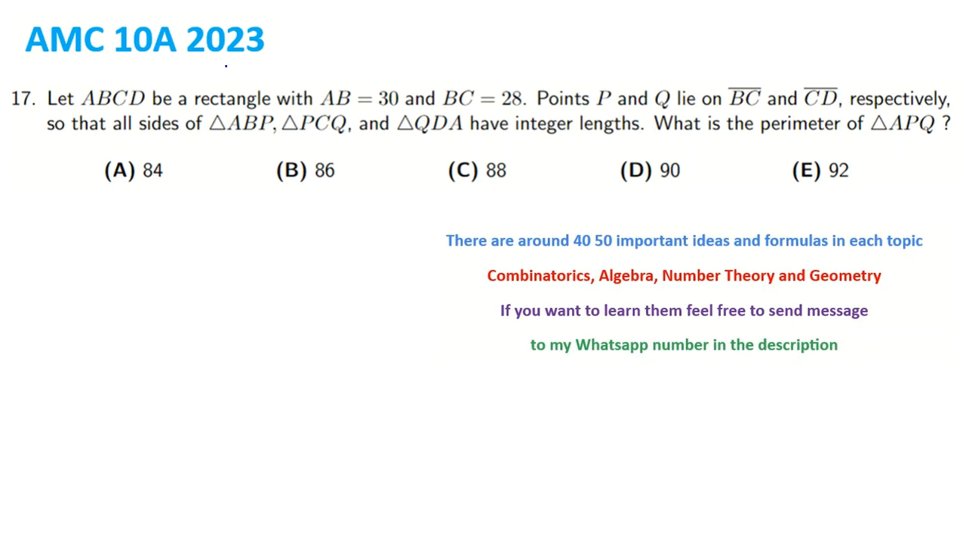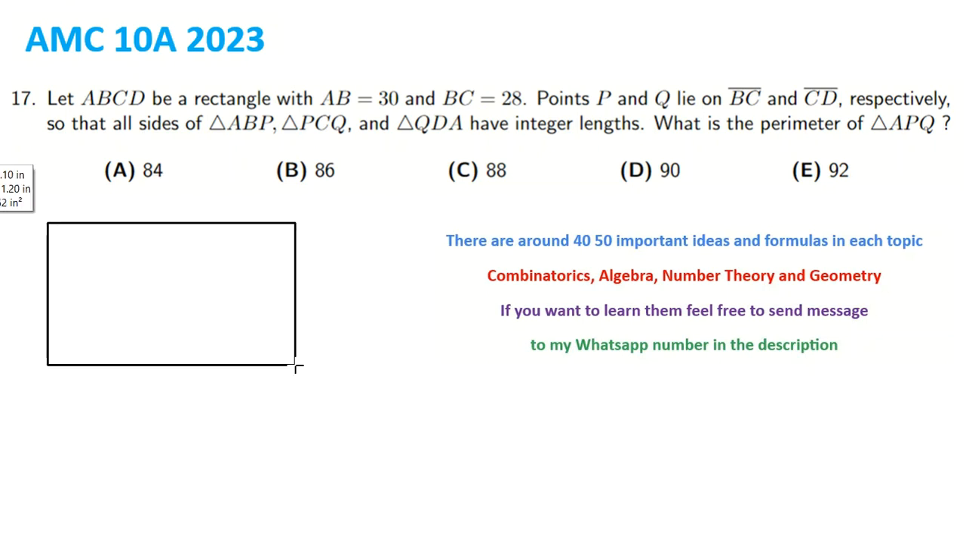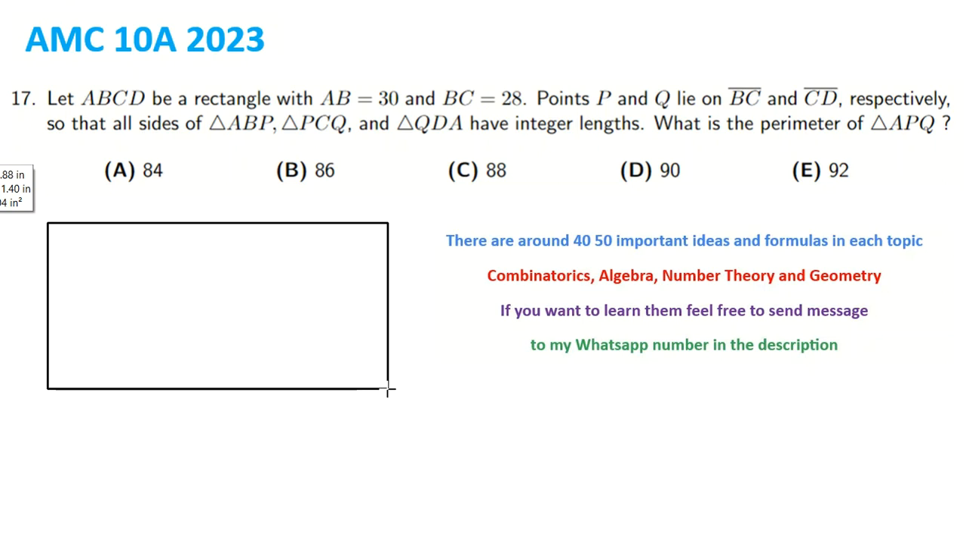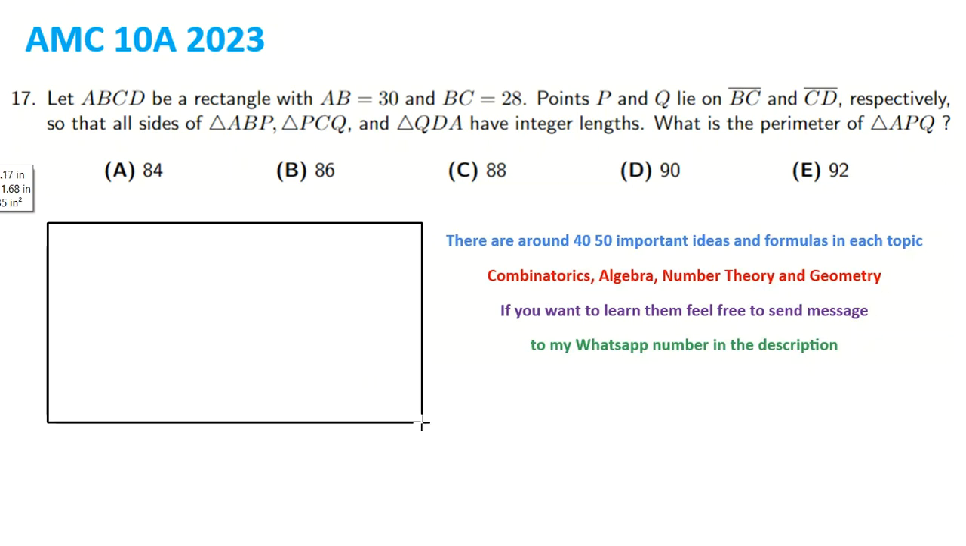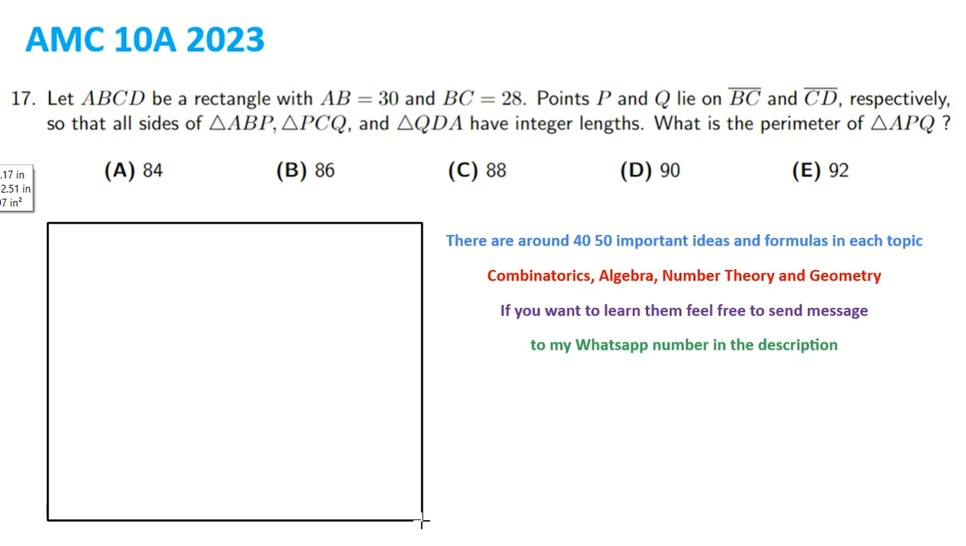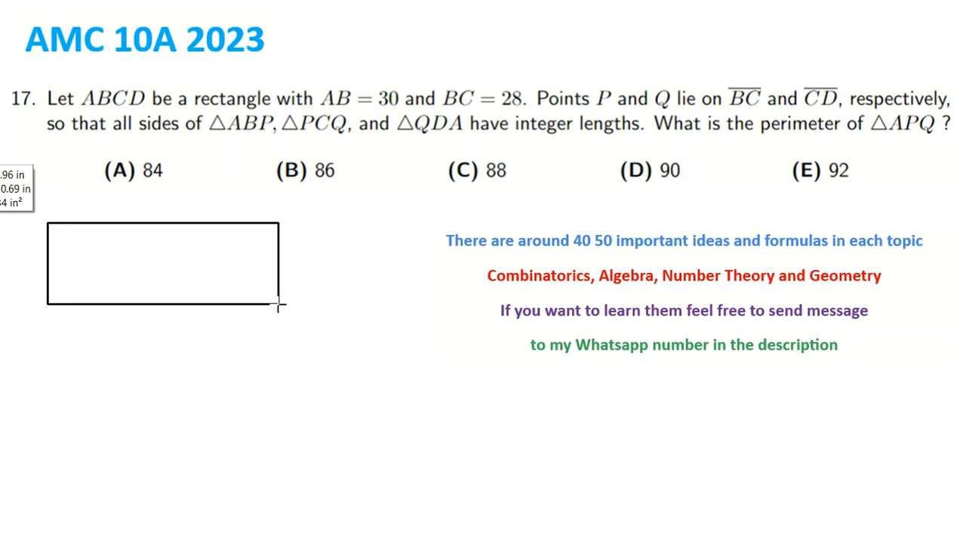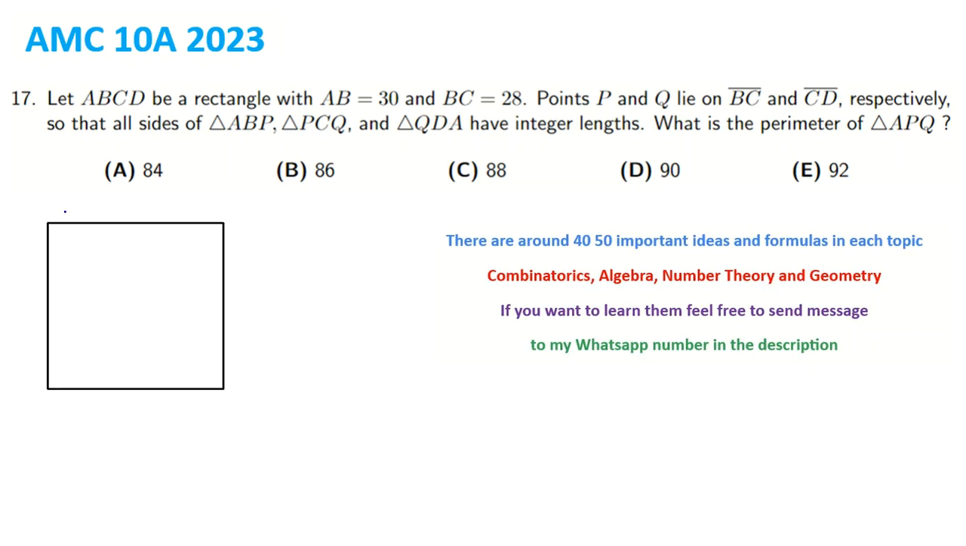AMC 10A 2023, problem 17. Let ABCD be a rectangle with AB 30 and BC 28. Okay, so it will be something like this. If I want to show, for example, 30, and let's consider, for example, 31.5, and this one 1.4. So it will be something like this.